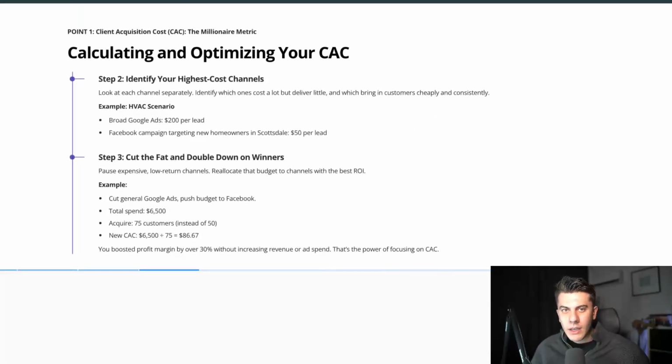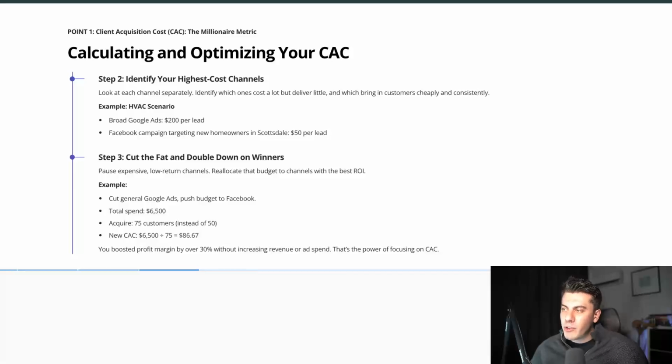Okay. Step two, identify your highest cost channels. Not all marketing channels are created equal. Some are efficient money makers. Others are high cost black holes draining your profits. You want to figure out which one is which. And here's how you do it. Look at each channel separately. Identify which ones cost a lot but deliver little. Identify which ones bring in customers cheaply and consistently.